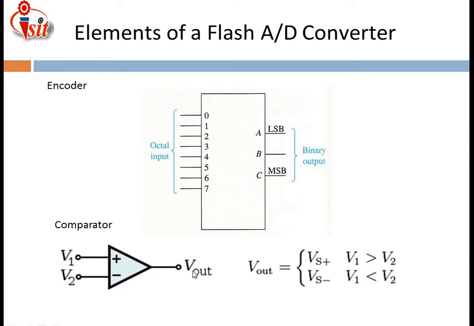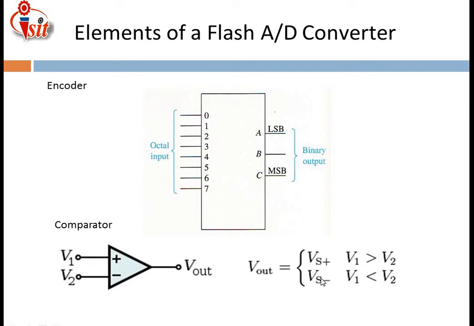The output from that comparator is either positive terminal input greater than negative terminal input, or negative terminal input greater than positive terminal input. These 2 possible conditions come into picture for the comparator output. Here they have shown that Vout is equal to positive Vs and negative Vs. Positive Vs is the non-inverting output. For the non-inverting output, the non-inverting input is greater than the inverting input, that is V1 is greater than V2.